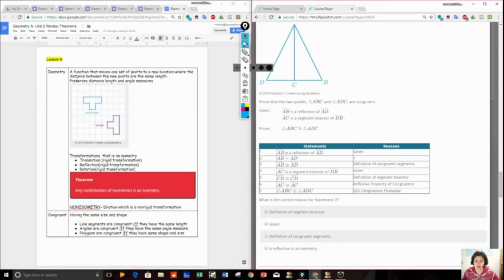An isometry is a function that moves one set of points to a new location where the distances between the new points are the same length. It preserves distance, length, and angle measure. Well, right here, a reflection is an isometry, and that means it preserves distance, length, and angle measures. So that is why we can say that AB is equal to AD.